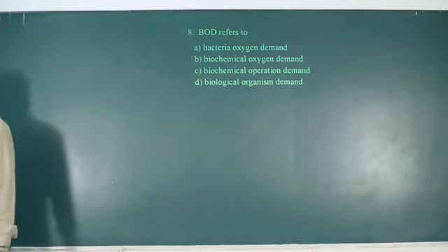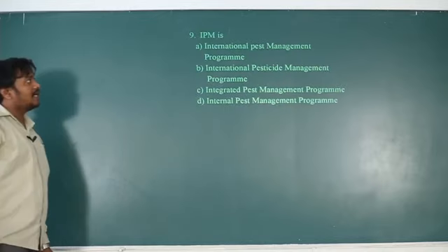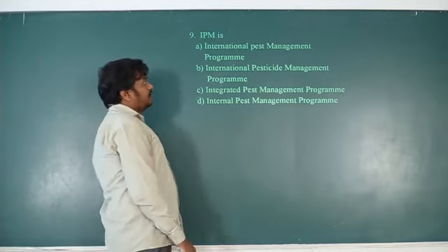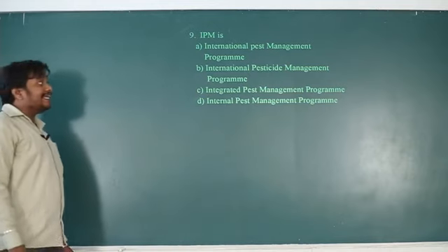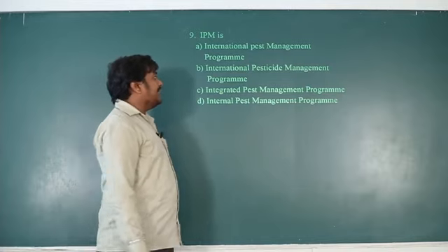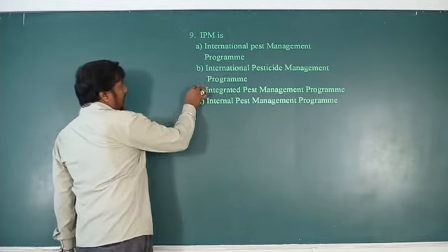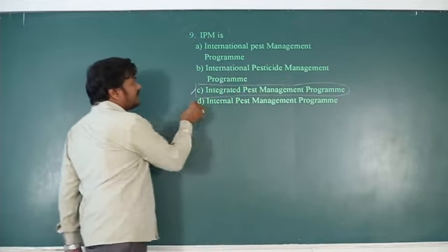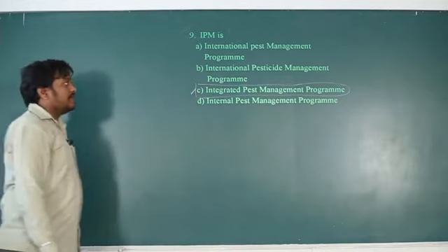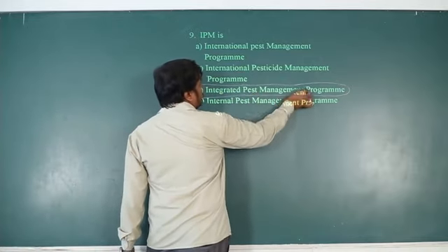Okay, next question number 9. IPM is International Pest Management Program, International Pesticide Management Program, Integrated Pest Management Program, or Internal Pest Management Program. So the right option is Integrated Pest Management Program. So what is an integrated pest management program? It is an overall program for pest management.